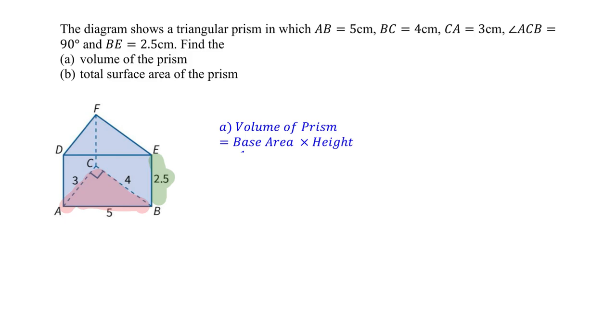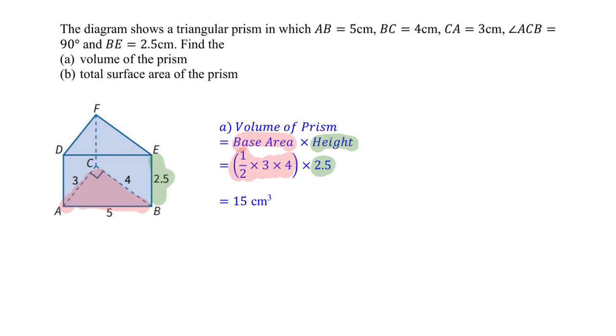Okay. So again, we need the base area and the height. So the base area is in the form of a triangle. So that means that we will have to find half times base times height, where the base and height of this triangle are at 90 degrees to each other. 3 and 4. Okay, the height of the prism is 2.5, and therefore you will see this particular working. Half times 3 times 4 multiplied by 2.5, and you will get 15 cm cubed.